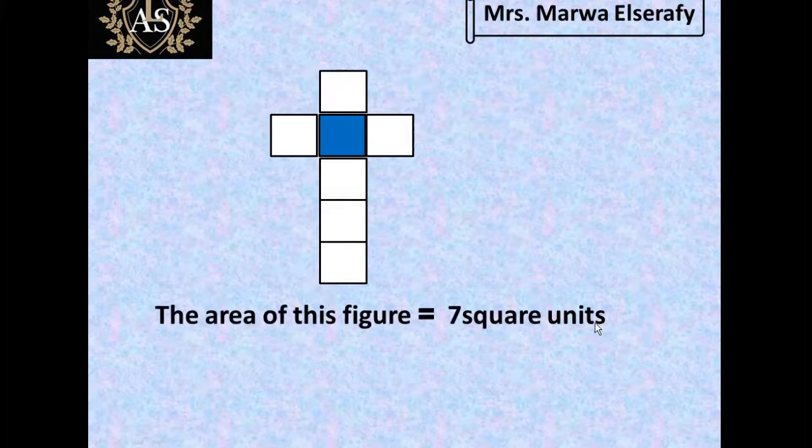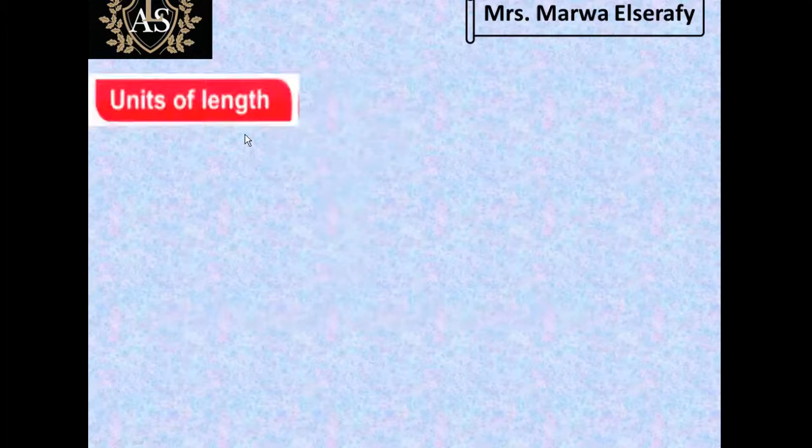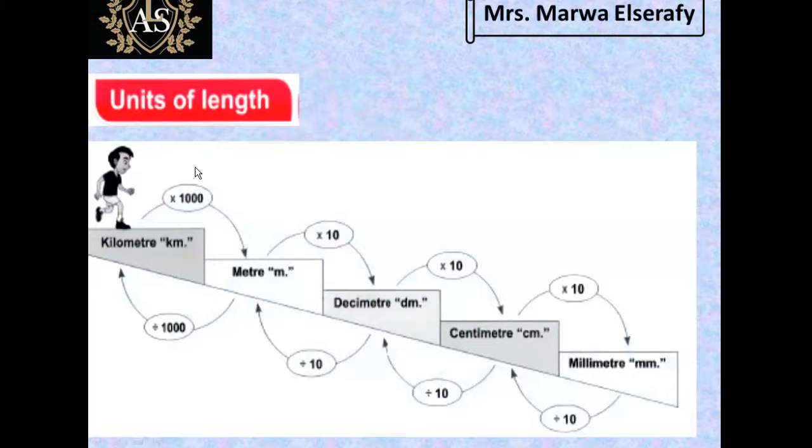Units may mean centimeter or meter or kilometer, decimeter, millimeter, okay? And you remember that the units of length are different from the units of area. The units of length are kilometer, meter, decimeter, centimeter, and millimeter. This is the units of length.